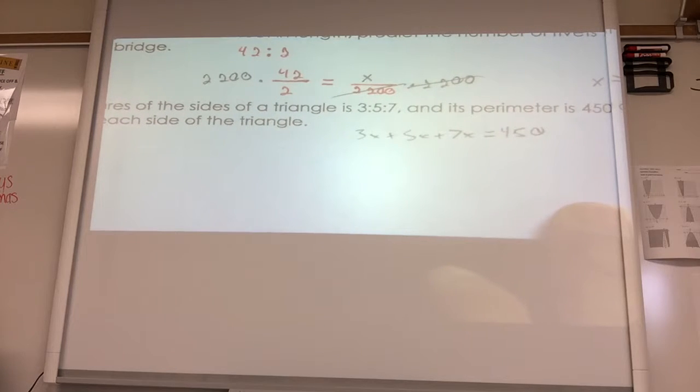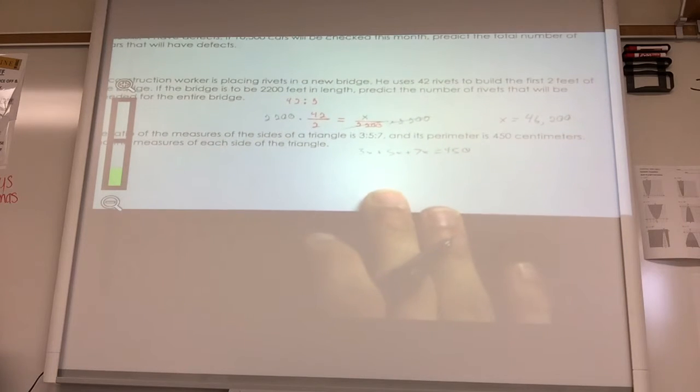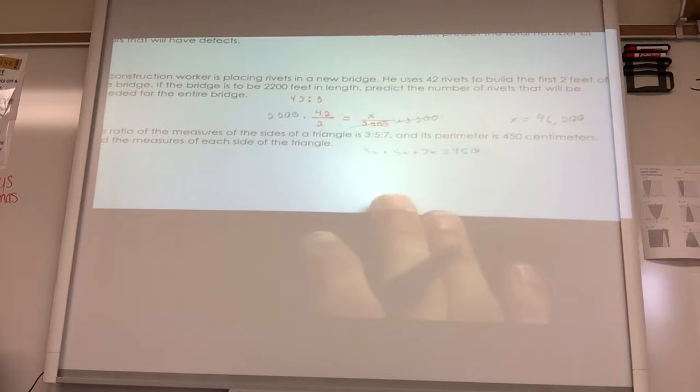All right. Do y'all understand that? Again, it's just the idea of per. You have 42 rivets per 2 feet. So if you have 2,200 feet, how many rivets do you have?